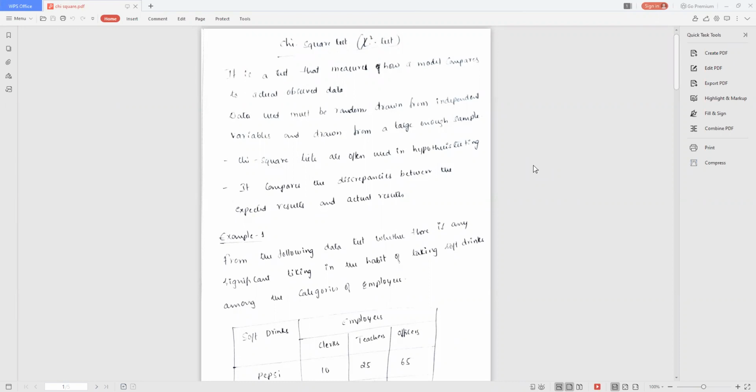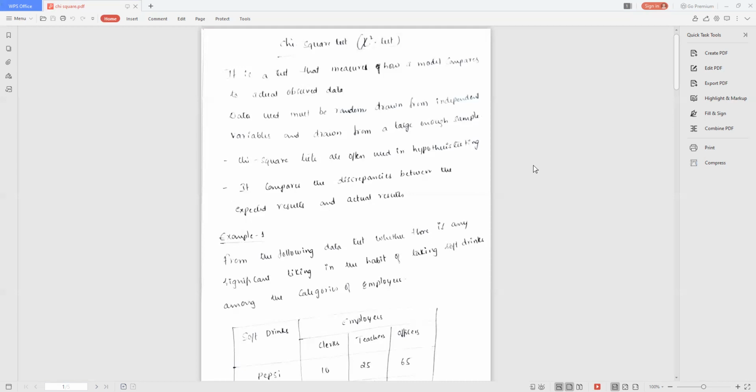This chi-square test is often used in hypothesis testing. Previously we saw the t-distribution, which is also used in hypothesis testing. In the same way, this chi-square test is used in hypothesis testing, and it compares the discrepancies between the expected results and the actual results. We can find the difference between the expected results and the actual results with the help of this chi-square test. Clear? That is the main motto of this chi-square test.